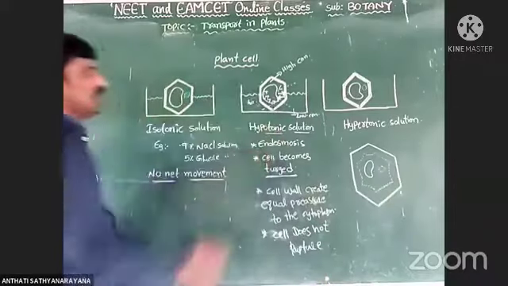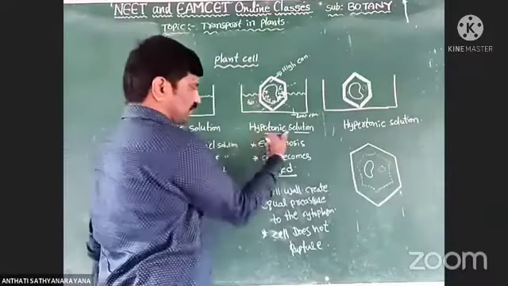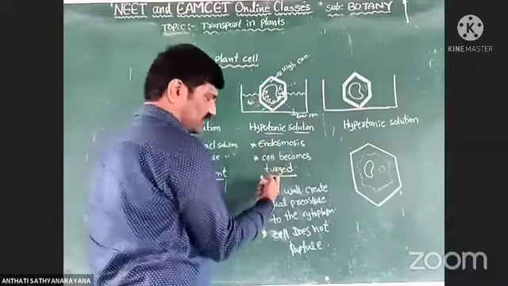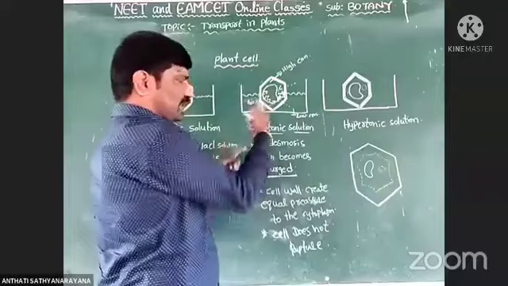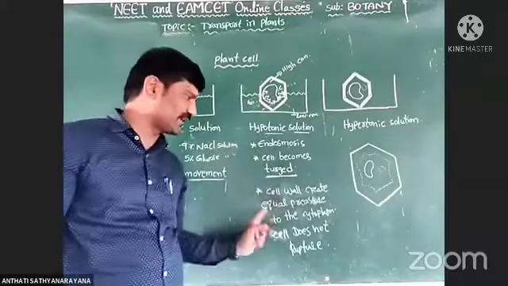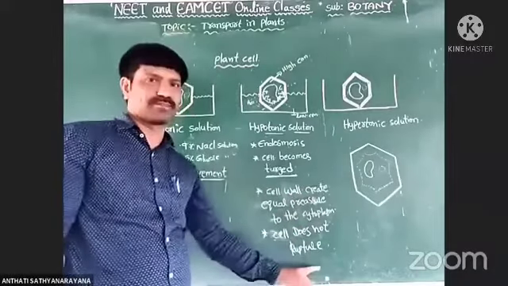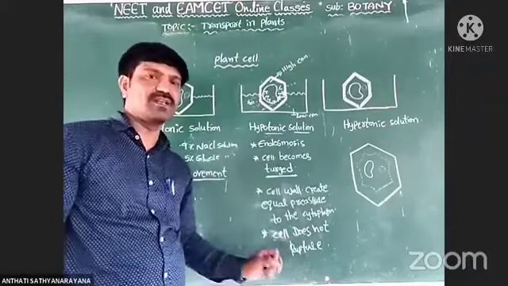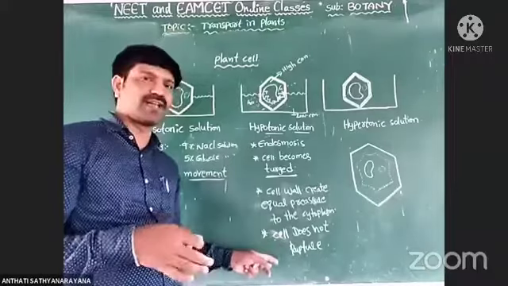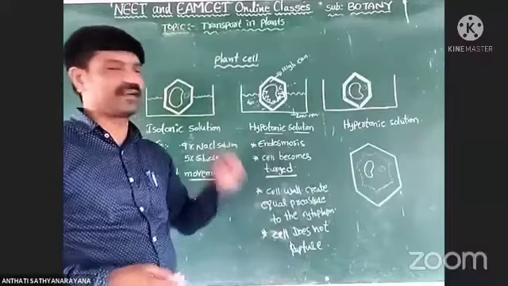In hypotonic solution, when a plant cell is kept in hypotonic solution, endosmosis takes place. As a result of endosmosis, the cell becomes turgid. It means the water enters into the cytoplasm and creates pressure on the cell wall. At the same time, the cell wall creates equal pressure to the cytoplasm. So the cell does not rupture due to the presence of the rigid cell wall. The cell wall prevents the rupturing of the cell due to endosmosis.